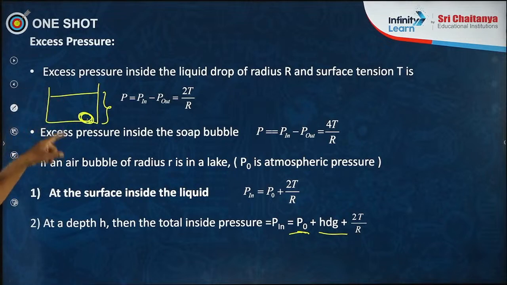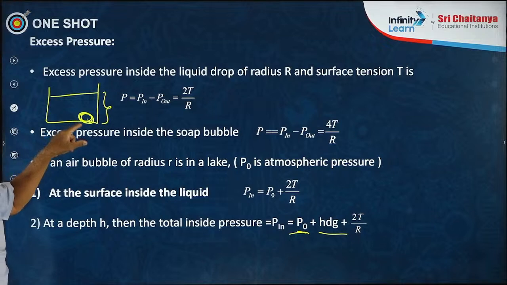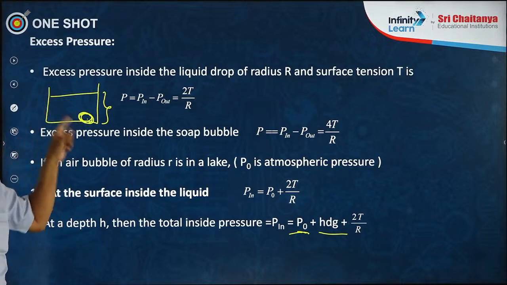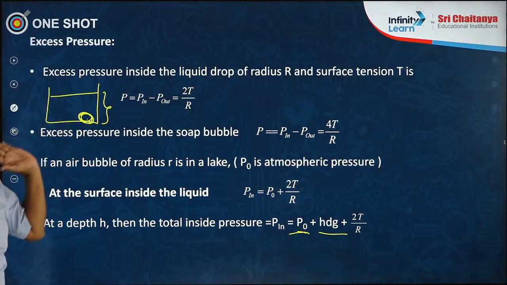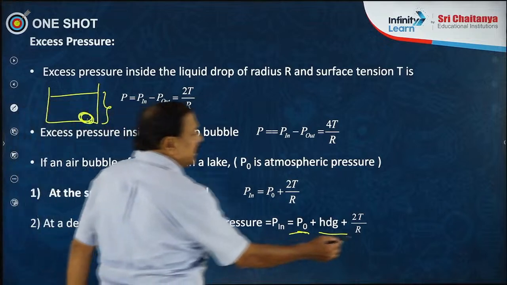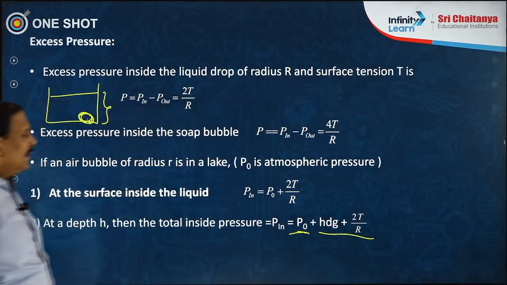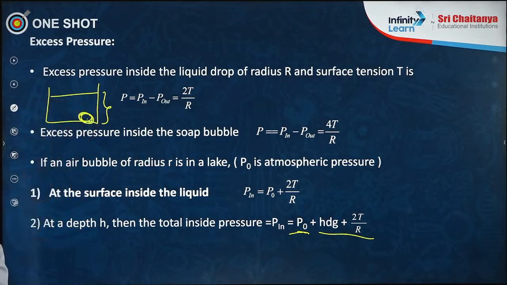That means it has only one surface. Again I repeat, even if it is a bubble, because it is under liquid, it has only one surface, therefore excess pressure is 2T by R. So, that is the total pressure.